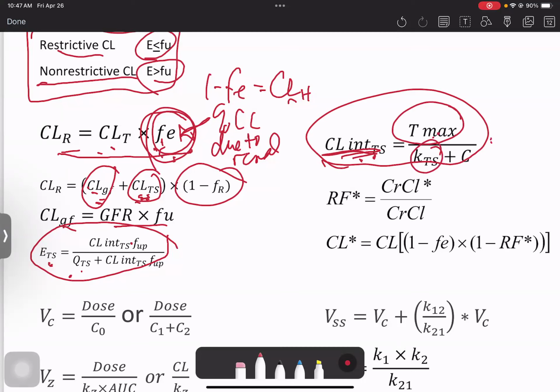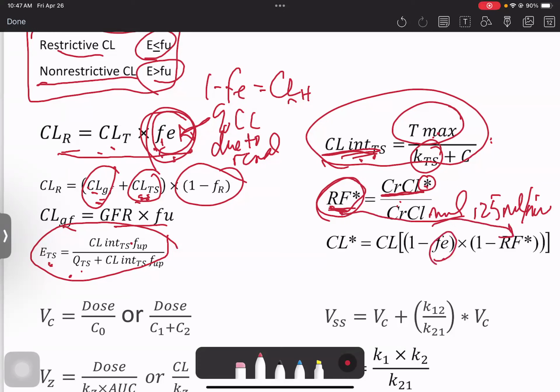Another Michaelis-Menten. Our renal function of our patient can be determined if we compare our patient, that little star or asterisk, compared to normal, which we usually use GFR to compare it to. And we can determine our patient's relative creatinine clearance, which can give us their renal function. And then we can use that to plug in here: if we know the FE of the drug and we know the normal clearance of the drug, we can adjust it for renal failure. All right, so there's all clearance.